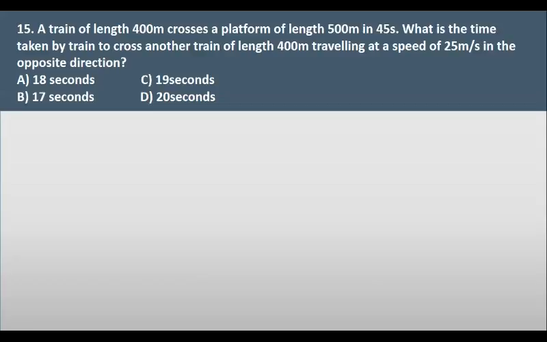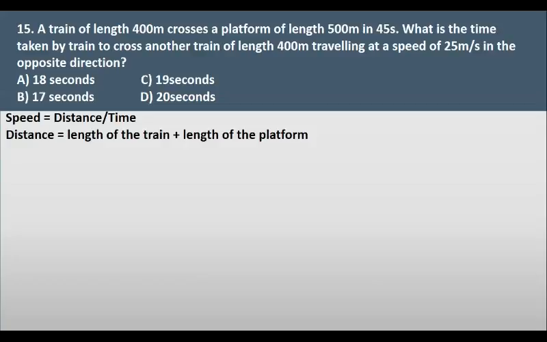We are given that the train crosses a platform of length 500 meters in 45 seconds. Thus we can say that speed is equal to distance by time, and the distance is equal to the length of the train plus length of the platform, which in turn is equal to 400 meters plus 500 meters, giving us 900 meters. So the speed is equal to 900 divided by 45 because it takes 45 seconds to cross the platform. From this we can say that the speed of the first train is 20 meters per second.